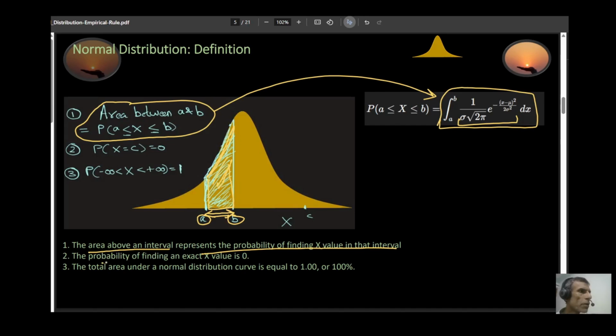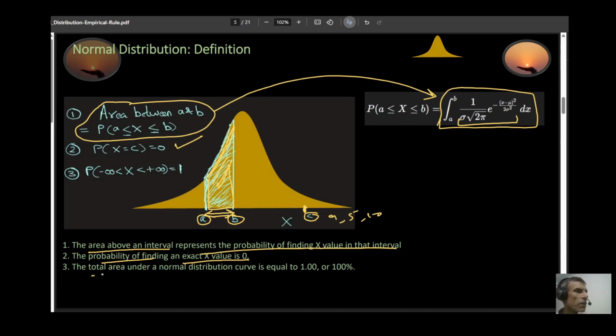The probability of finding an exact x value is 0. In other words, let's say this is your value and you want to find the probability that your x value is going to take the value c. C could be anything. It could be 9, 5, 10, it doesn't matter what it is. So the probability of x being exactly this value is going to be 0. That's what this statement means.